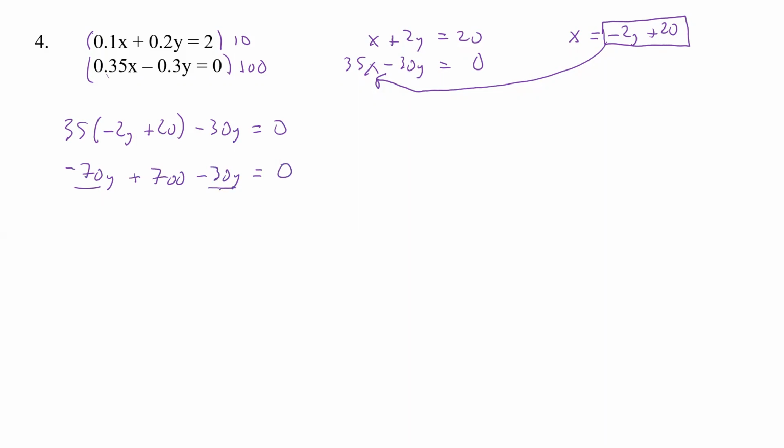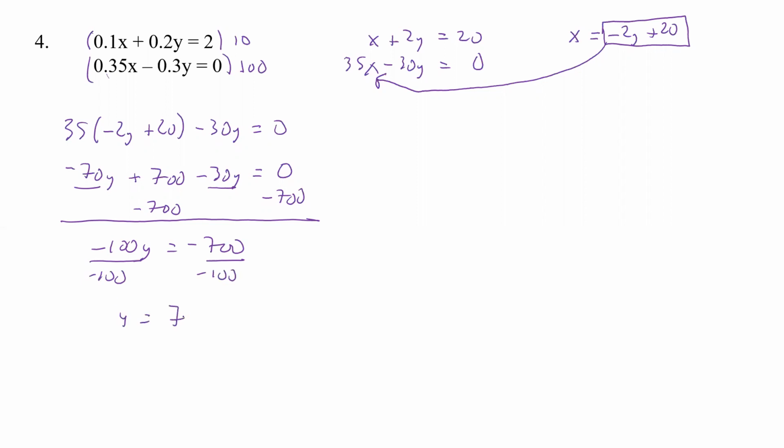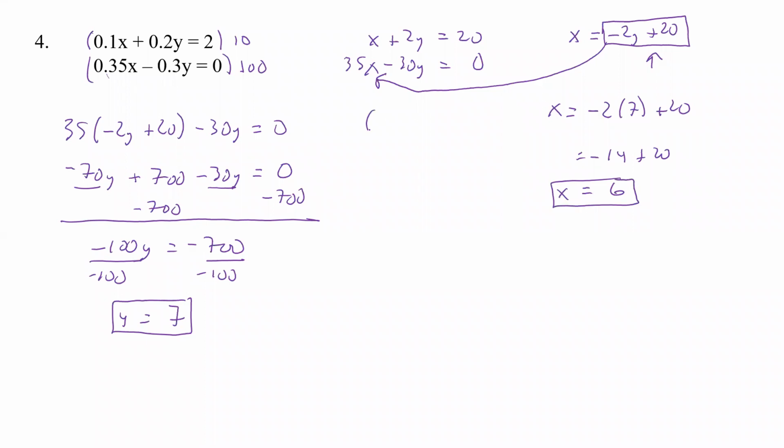So I can add those two together. If I subtract 700 from both sides, then I get minus 100y equals minus 700. And so divide by negative 100, and y equals 7. So it turns out not too bad. So I get my y. And now I'm going to plug that in here and solve for x. So minus 2 times 7 plus 20. And so it's a minus 14 plus 20, and that's going to give me a 6 for x. And so I'm saying my solution is 6 comma 7.